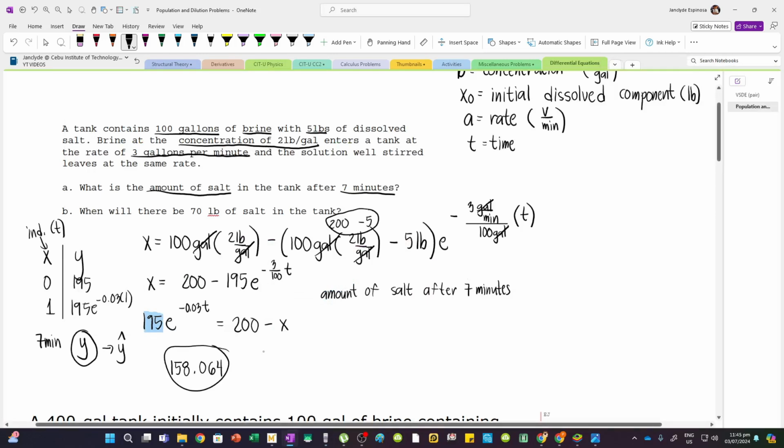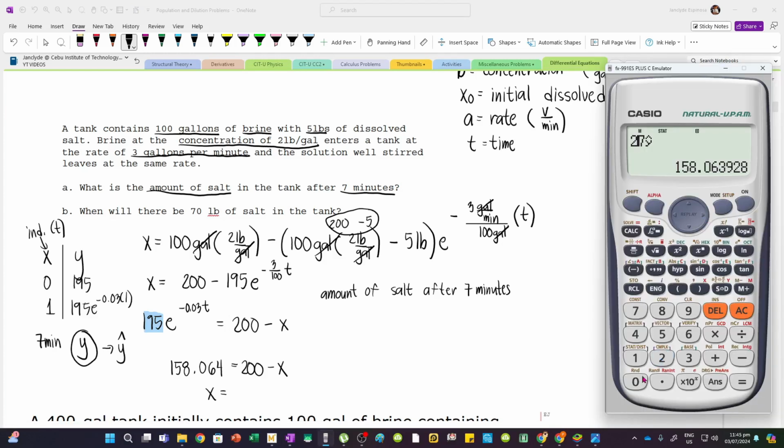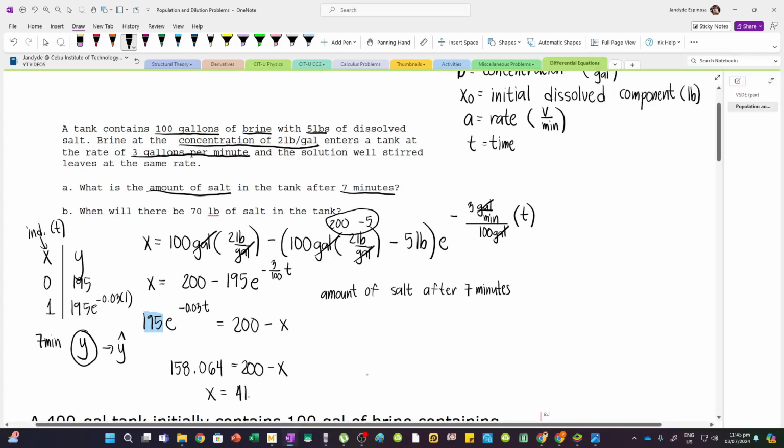We're going to equate this to 200 minus x, and then solving for x, we have 200 minus 7 y hat. This is 41.936 pounds.